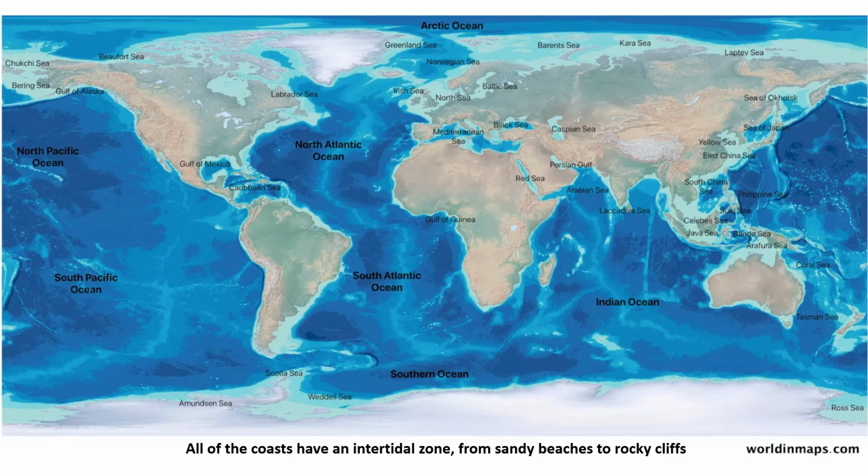Now I tried to get a map for every one of these biomes. The intertidal zone, everywhere where you see a shoreline. So wherever there's a shoreline, there's an intertidal zone, and that could be from a sandy beach to a rocky cliff. It doesn't really matter what type of shoreline it is, as long as there's a shoreline, that's where the intertidal zone is going to be. They occur around the world, every single continent, every single shoreline.